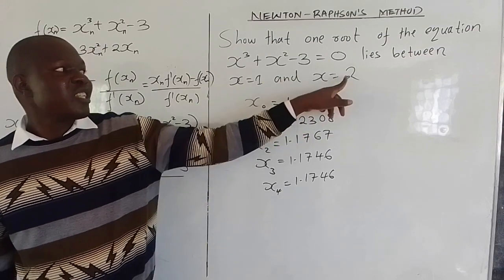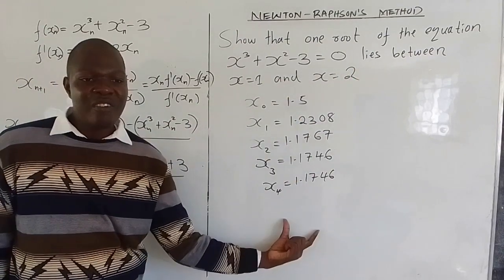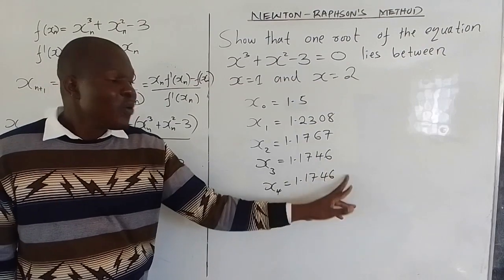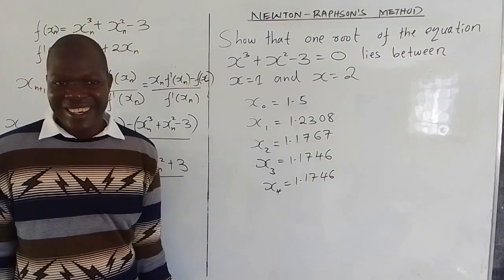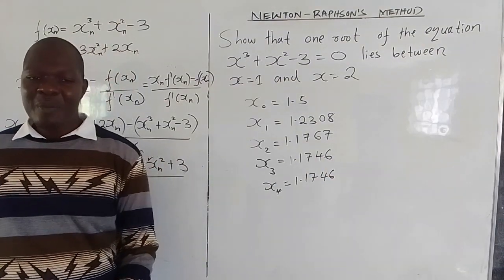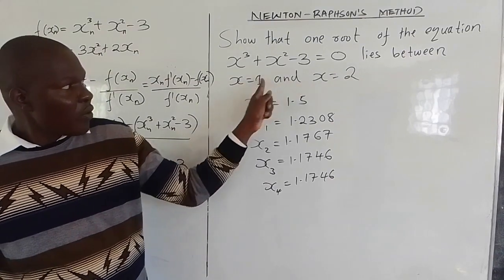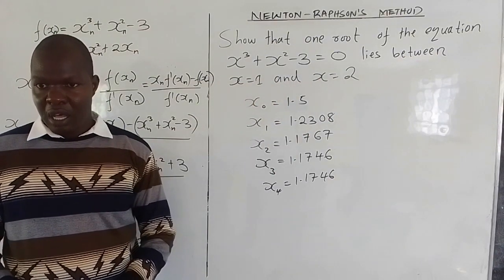So what about if somebody started at 1.9? It means you are going to have more iterations. But at the end all of you are going to get the same value, isn't it? So to ensure that you reduce the number of iterations, it is good to start with the value in the middle, isn't it? Are we together?